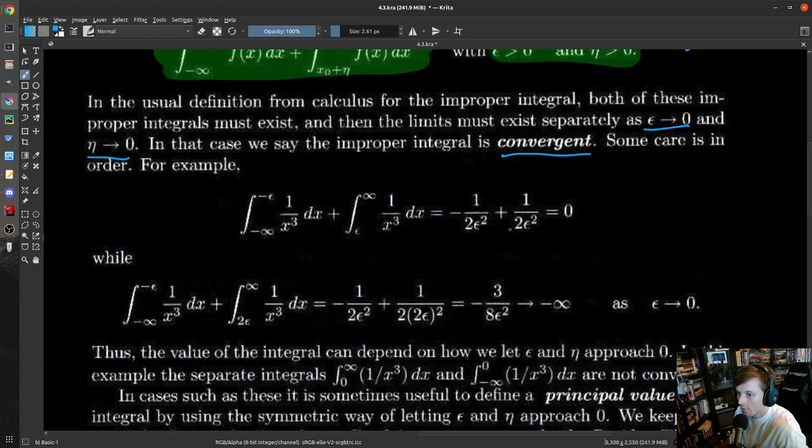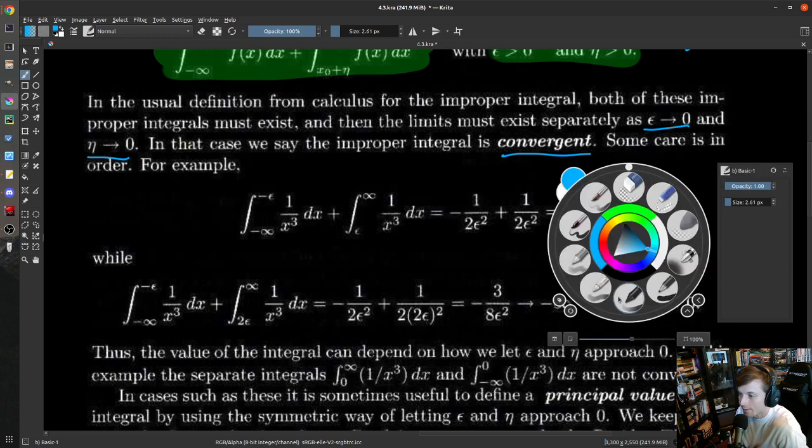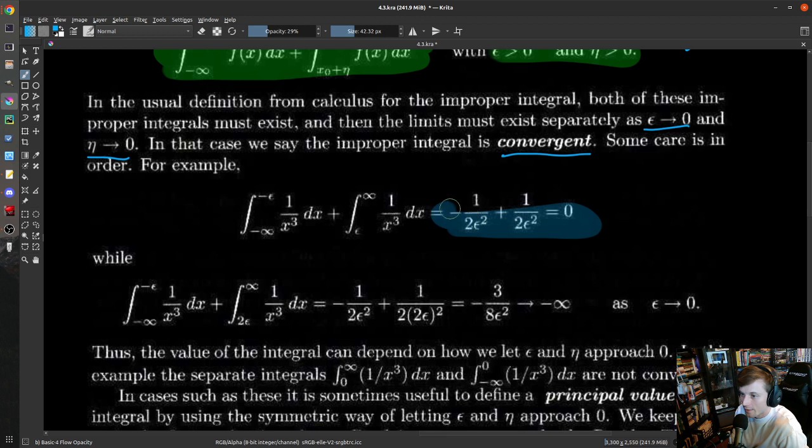So we do have to be careful though, because if we don't consider them on their own, we can get some kind of screwy values. So notice, if you take, say, the integral of 1 over x cubed from negative infinity up to negative epsilon, and then add it to the integral from epsilon to infinity of 1 over x cubed dx, you get, well, minus 1 over 2 epsilon squared plus 1 over 2 epsilon squared. Okay, all good. Put them together, right? You're going to get 0, yeah? Okay. So in that case, you get 0.